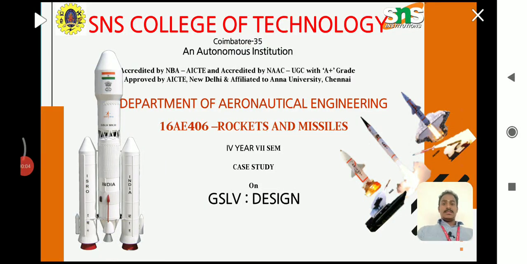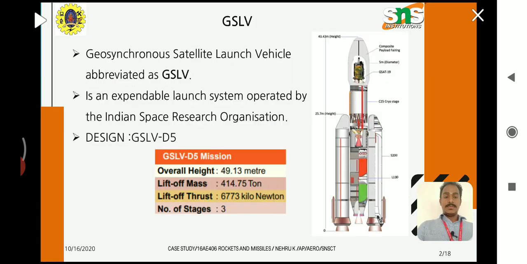In rocket and missiles class, we are going to see the case study on GSLV design: how the GSLV was designed, what the criteria were, and what things they have done in the GSLV. We do the case study, right? So GSLV. What does GSLV mean? GSLV is Geosynchronous Satellite Launch Vehicle, abbreviated as GSLV.